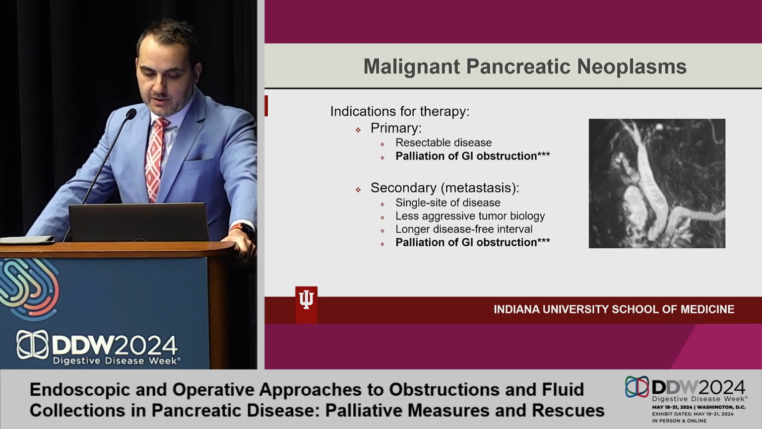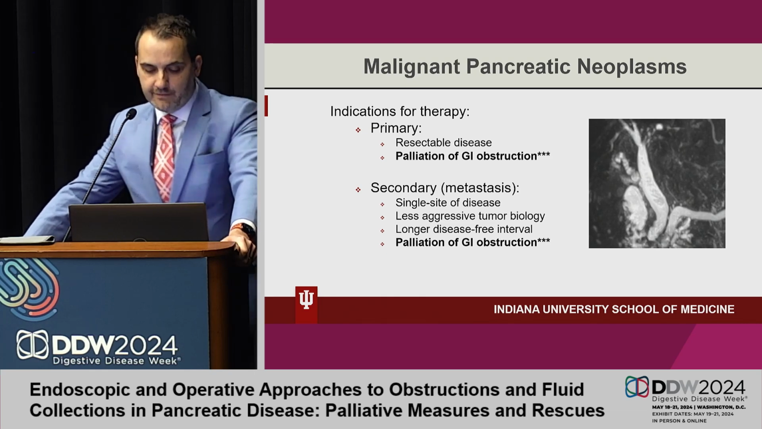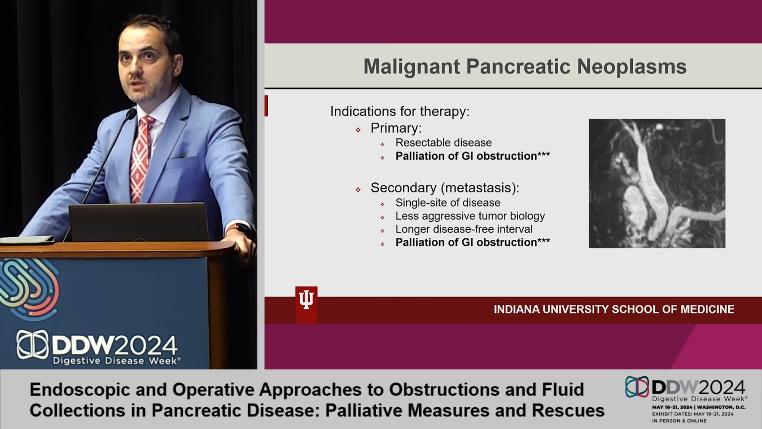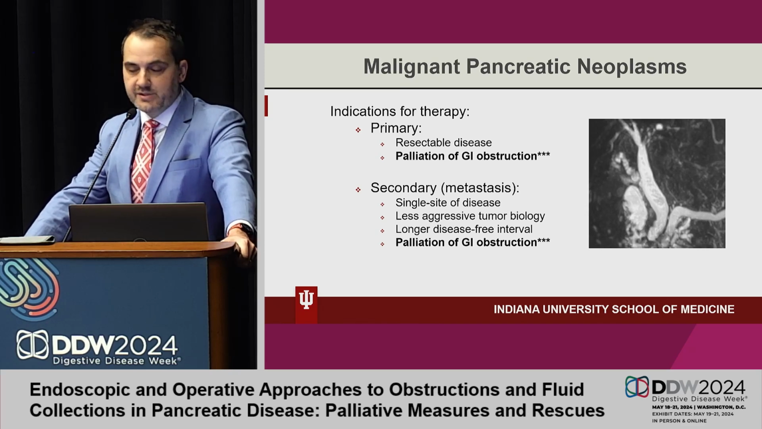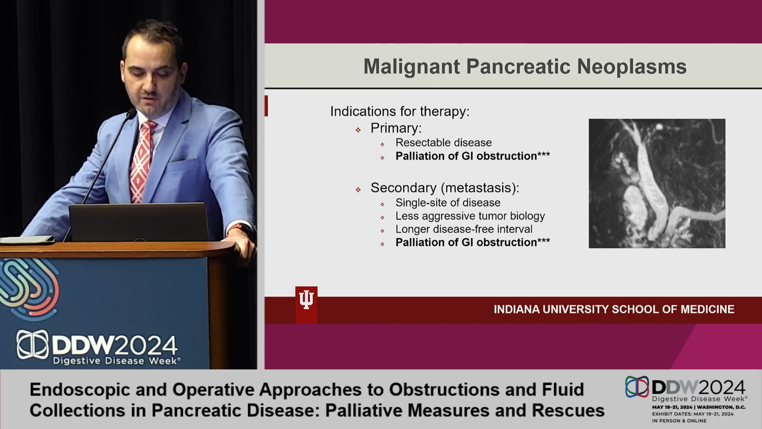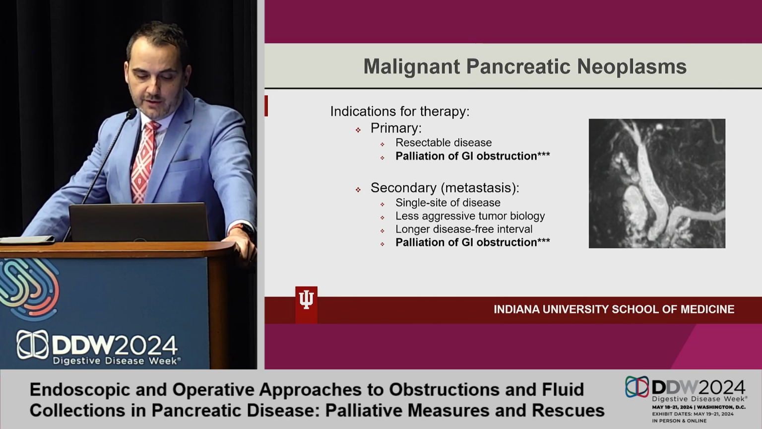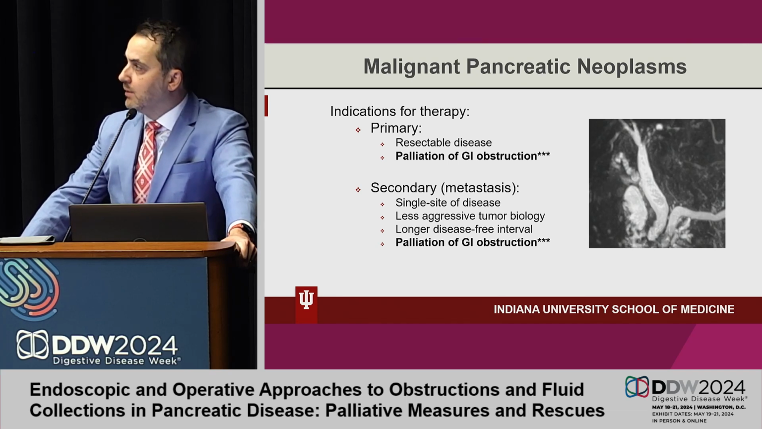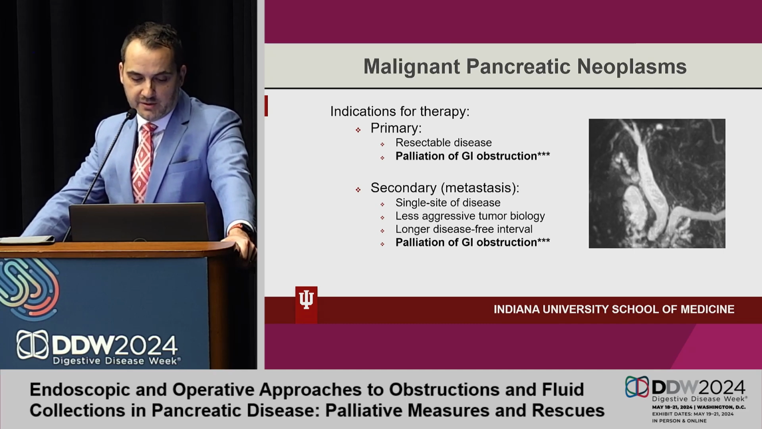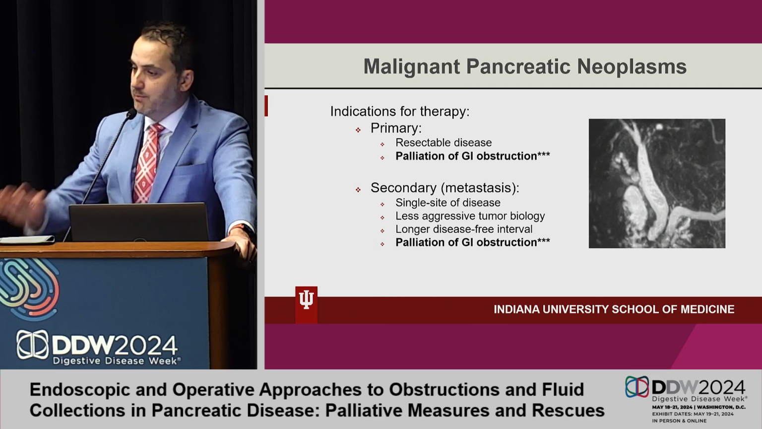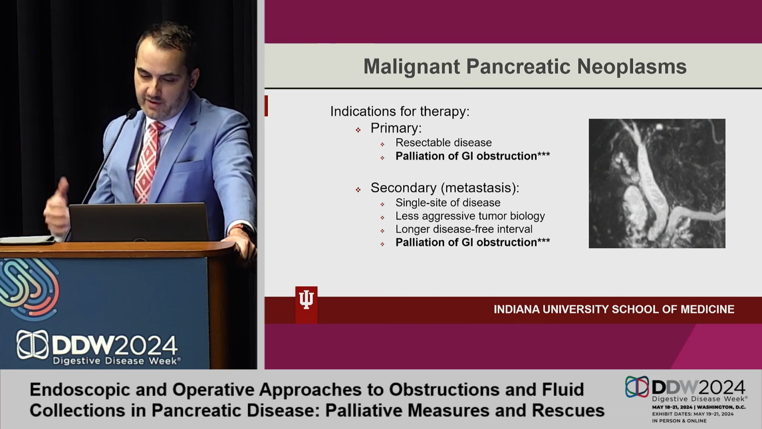For secondary neoplasms, we focus on aspects that might lead to some presumed survival benefit: single site of disease, a tumor that's shown a less aggressive biology, patients with long disease-free intervals from their primary to the presentation with a pancreatic secondary neoplasm. But again, palliation of GI obstruction, it could be any of the components anatomically that the pancreas affects.